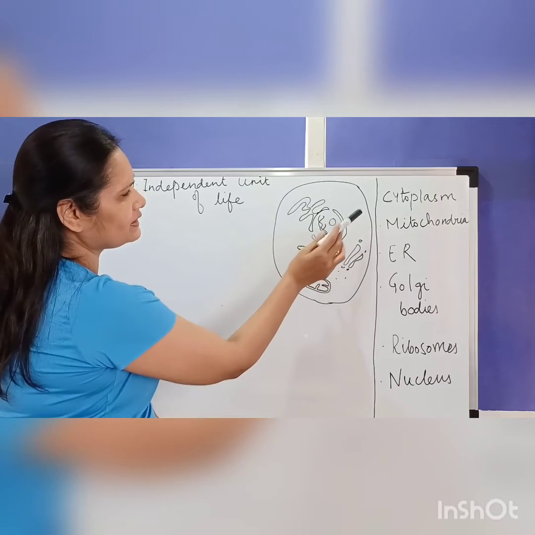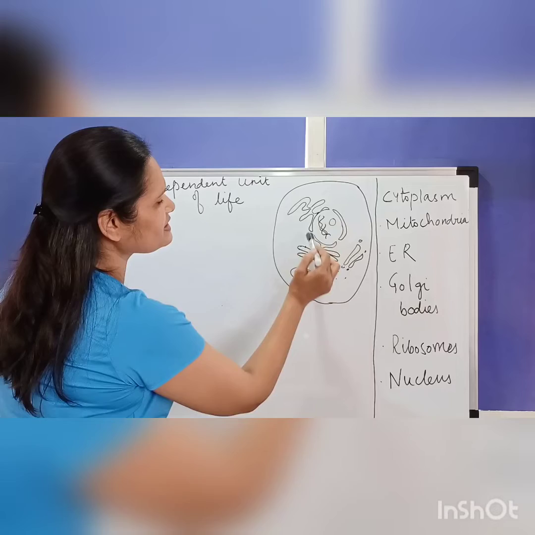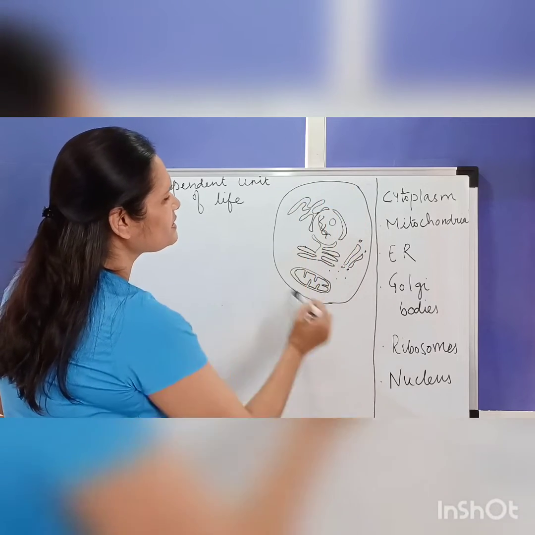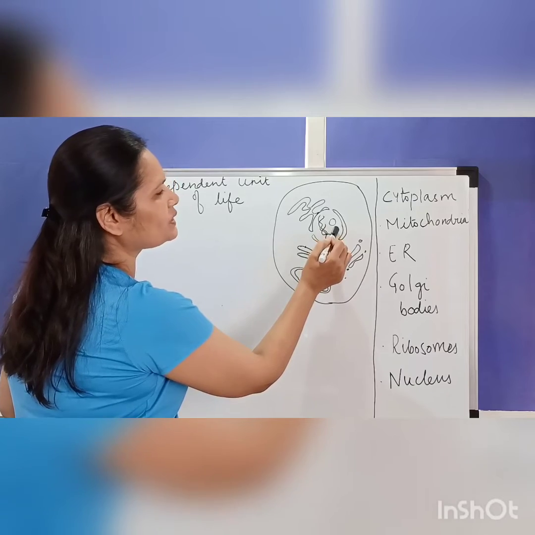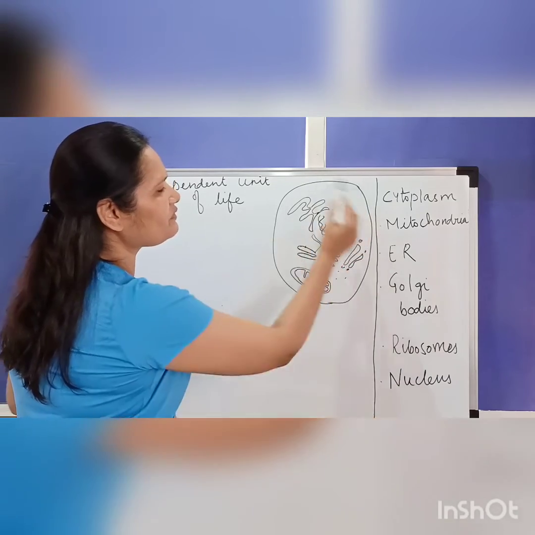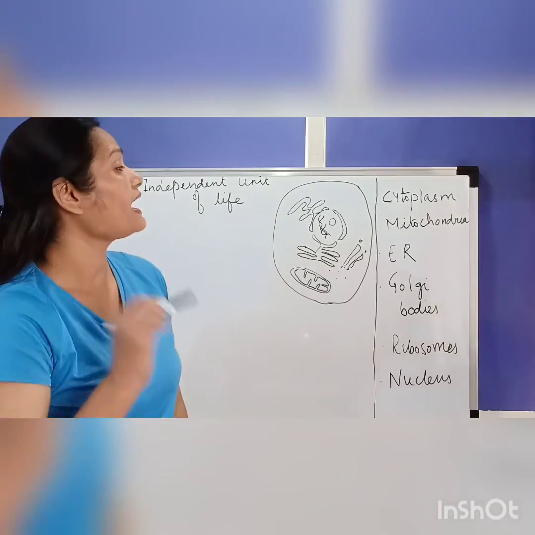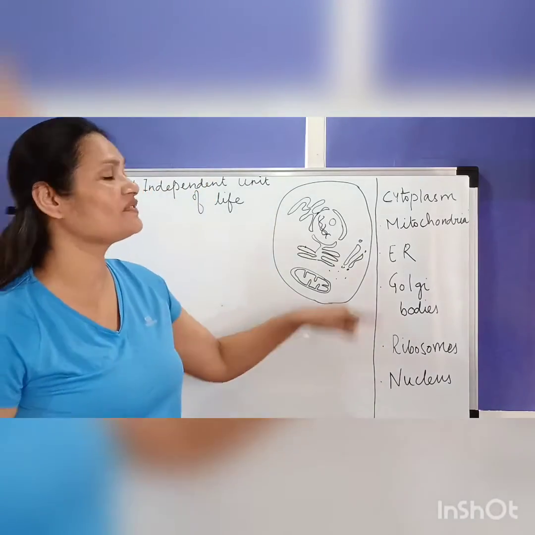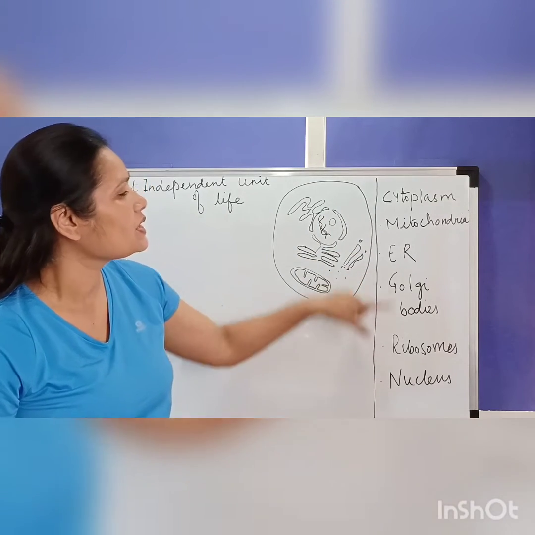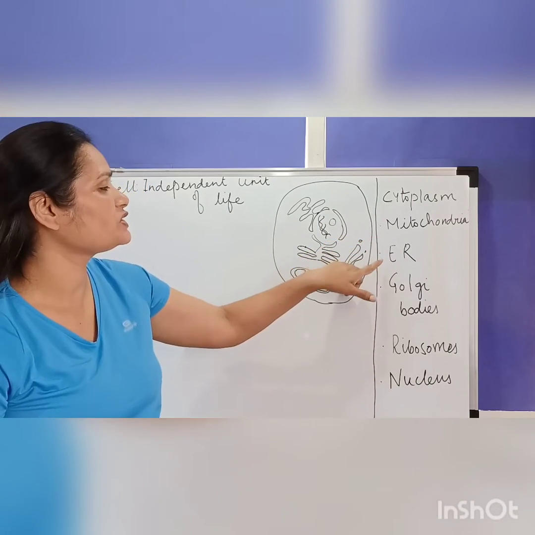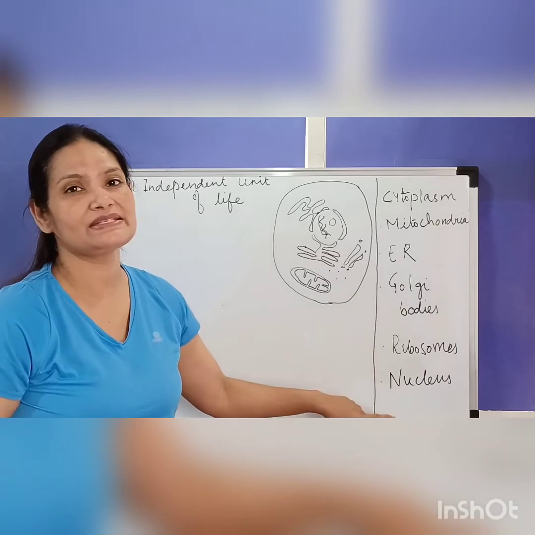Suppose this central part is the nucleus, and this is the plasma membrane. Now everything excluding this nucleus inside this plasma membrane, what the plasma membrane is enclosing, that is the cytoplasm. And in the cytoplasm we have different organelles. So today I am going to talk about these 5 organelles: one is the mitochondria, then endoplasmic reticulum, Golgi bodies, ribosomes, and nucleus.